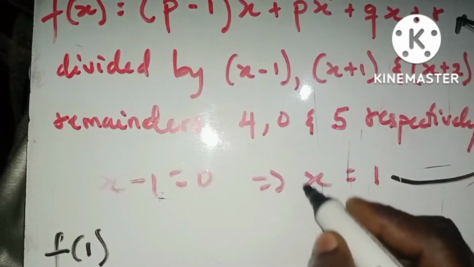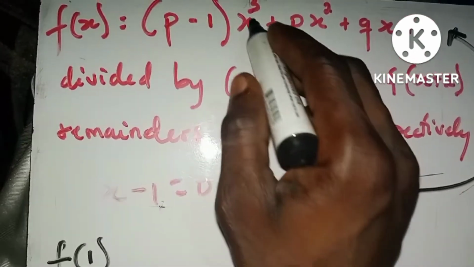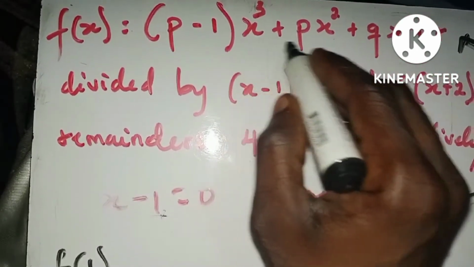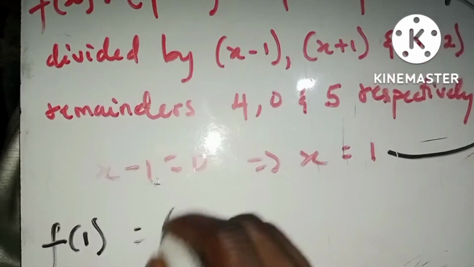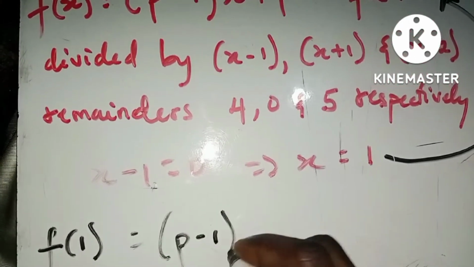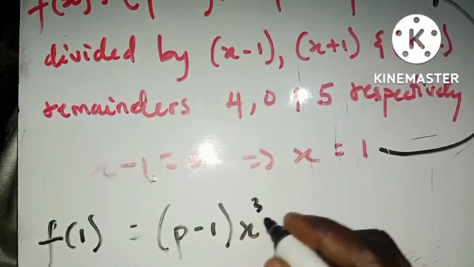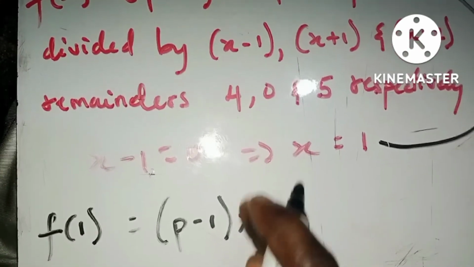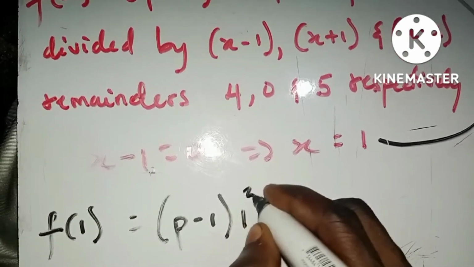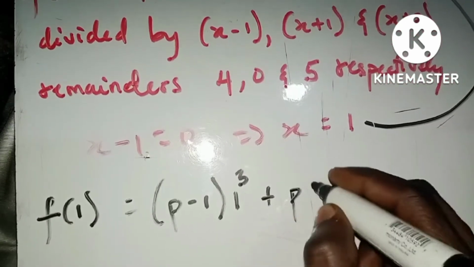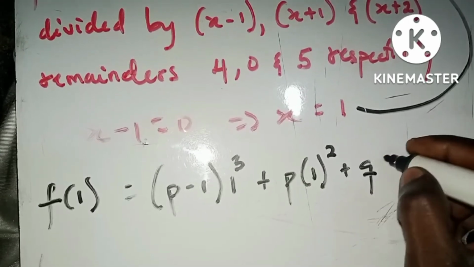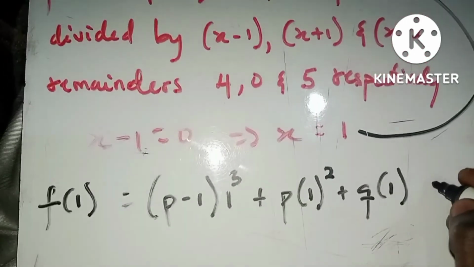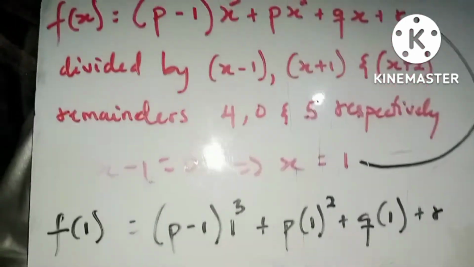Whatever you have the x to be equal to 1, you are going to replace the values of x equal to 1 in this equation. So here is going to be, of course, p minus 1, right? x exponent 3, so our x here is 1, meaning that 1 exponent 3, and then plus p x, which is 1 squared, plus q times 1 here, and then plus r. Is that okay?